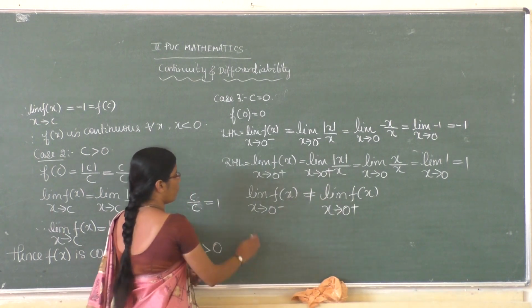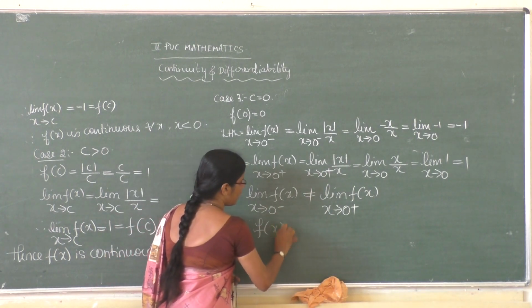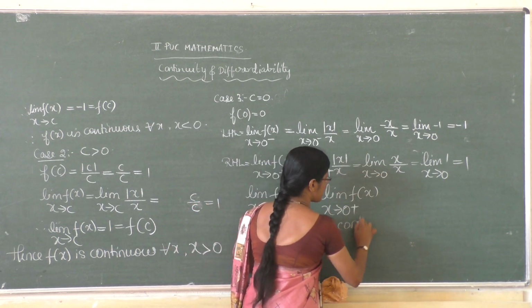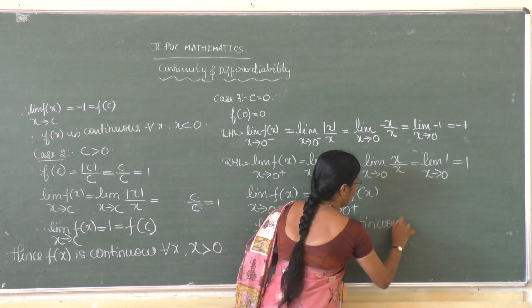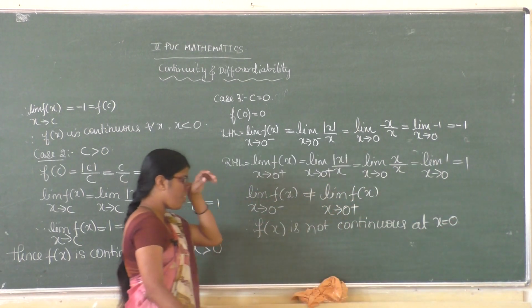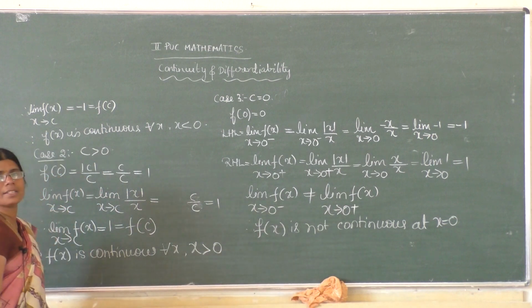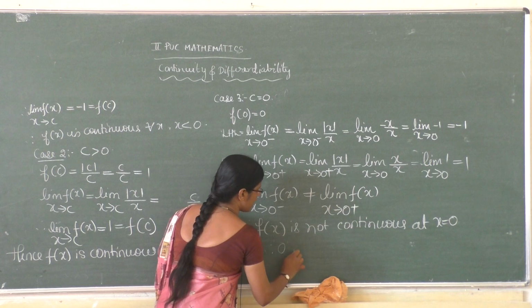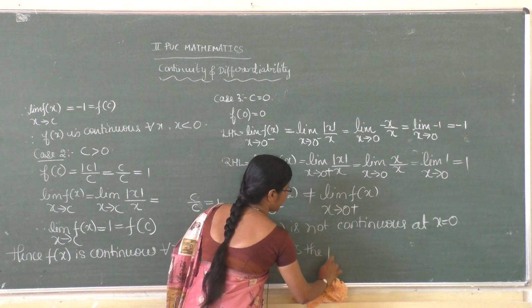Therefore f of x is not continuous at x equal to 0. So f of x is not continuous at x equals 0, therefore 0 is the point of discontinuity.